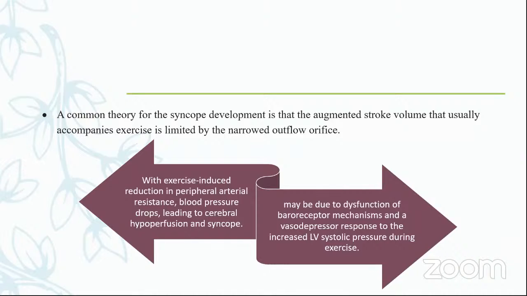the narrowed outflow orifice. So with exercise-induced reduction in peripheral arterial resistance, the blood pressure will drop, leading to cerebral hypoperfusion and syncope. It can also be due to dysfunction of the baroreceptor mechanisms and the vasodepressor response to the increased LV systolic pressure during exercise.